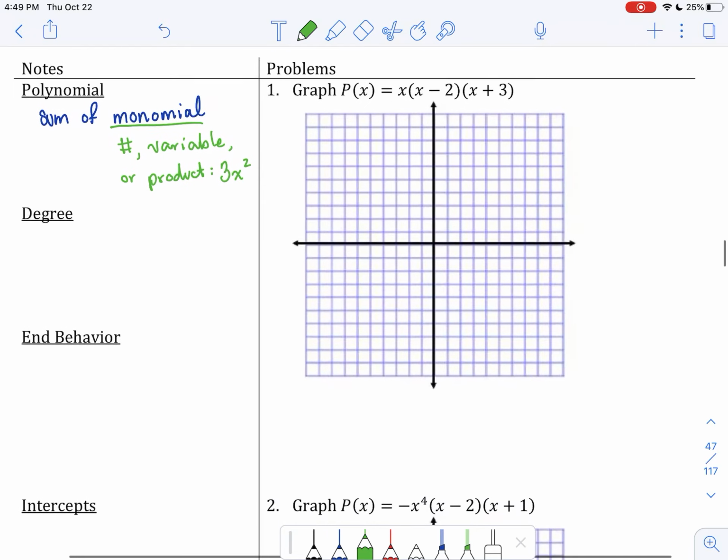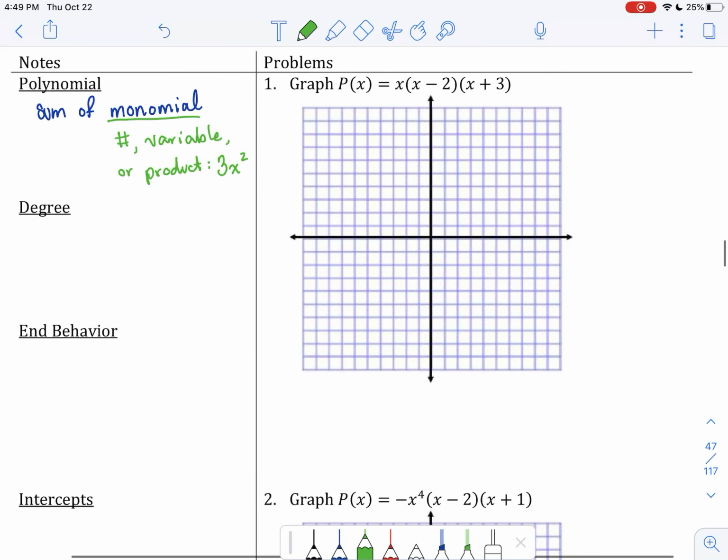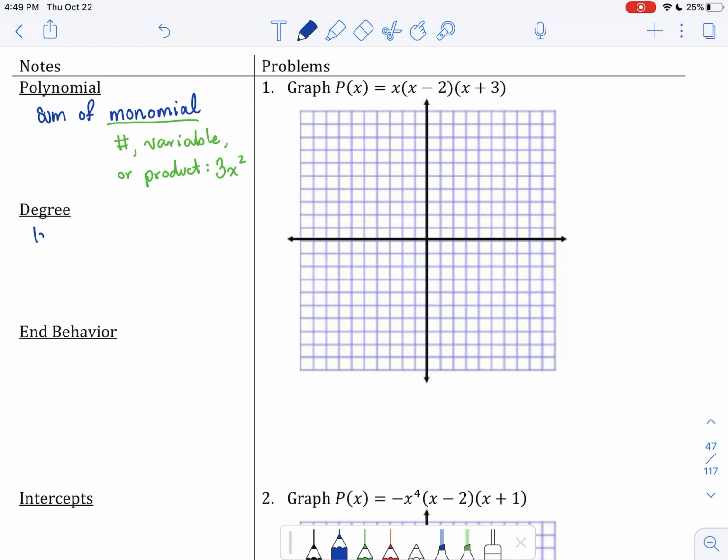Now, something that's really helpful in terms of graphing polynomials is thinking about its degree. If we remember, our degree is the largest exponent present in standard form. So standard form is when we have like ax squared plus bx plus c, so not factored. And we're going to look at factors right now, but that's all right.